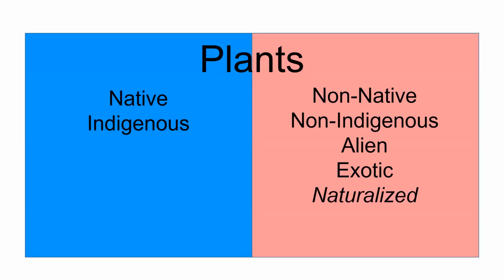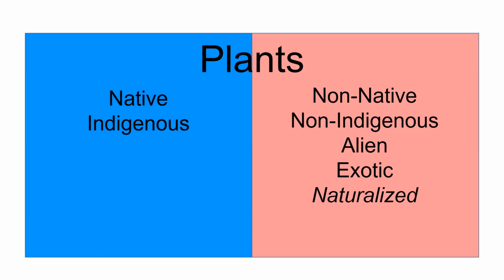And then we also have in the non-native box, we have the term naturalized. Now, naturalized just means that it's non-native and it is here and it reproduces on its own. So something like a dandelion is a non-native plant, but it's here, it's everywhere. Something like a daffodil is also non-native, but it's not naturalized because you don't see daffodils kind of reproducing on their own.